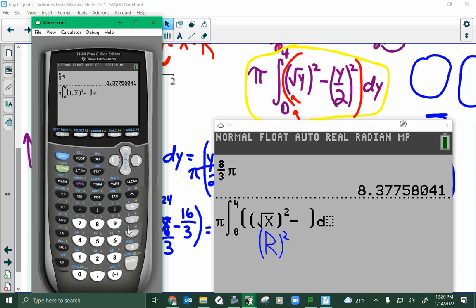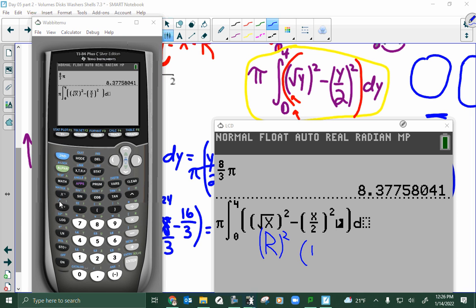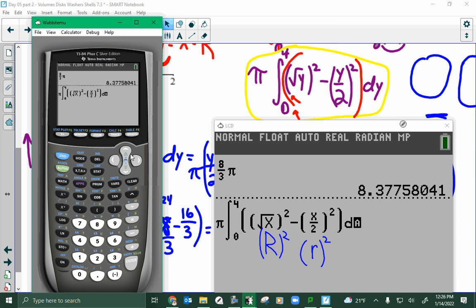Minus my smaller radius, which was y equals x over 2, squared. Here is my smaller radius squared dx. Now, why didn't I just put x in the first parenthesis for my R? And how come I didn't put x squared over 4?